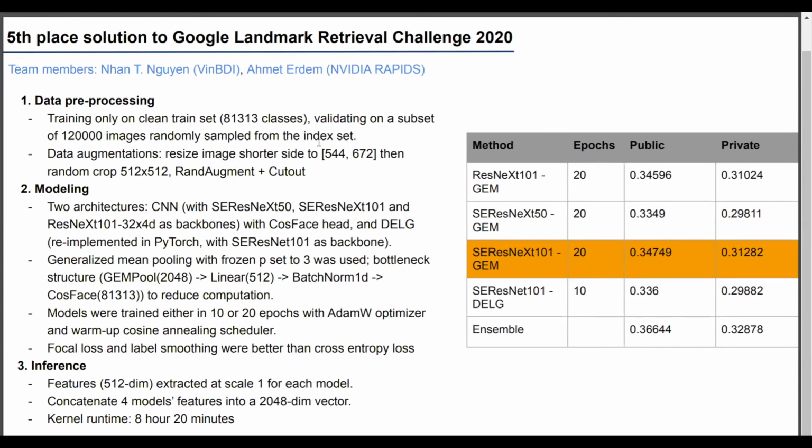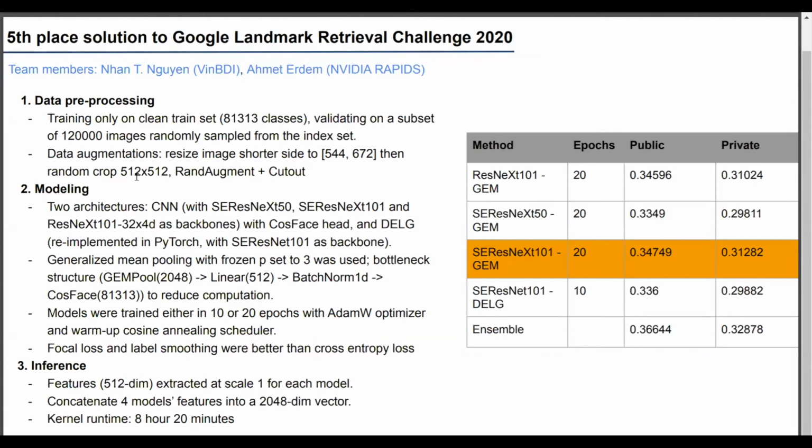For augmenting the data, we first resize the image shorter side to a random number in that interval, and then we random crop 512 by 512, and then apply RandAugment and Cutout.